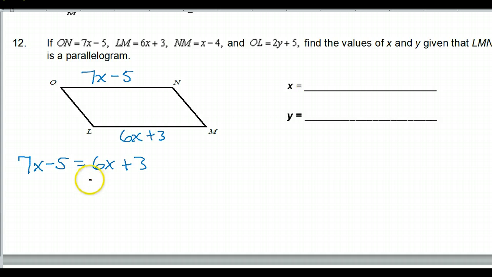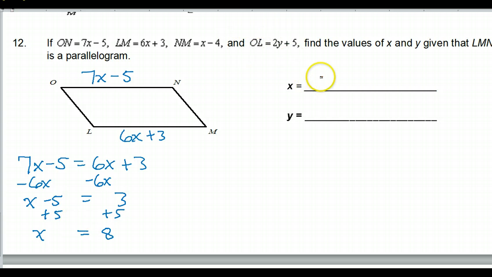So if we solve this, it's going to look like this. Minus 6x on both sides. So that's going to leave me with x minus 5 is equal to 3. If I add 5 to both sides, then x equals 8. So check it out. X equals 8. Ta-da! We're halfway there. X equals 8. Now let's switch colors for the other part.